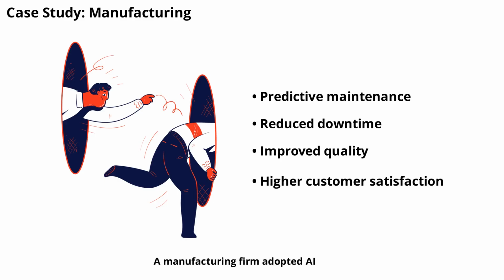A manufacturing firm adopted AI for predictive maintenance and quality control. By analyzing equipment data, AI predicted failures before they occurred, reducing downtime by 25%. Automated quality checks improved product consistency and customer satisfaction. This example highlights how AI can optimize complex operations.